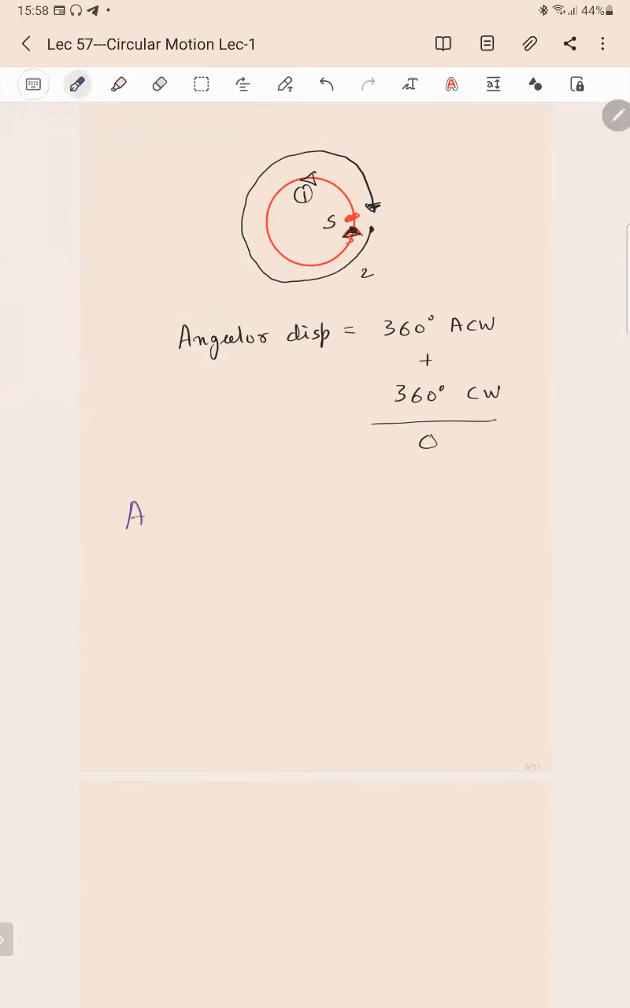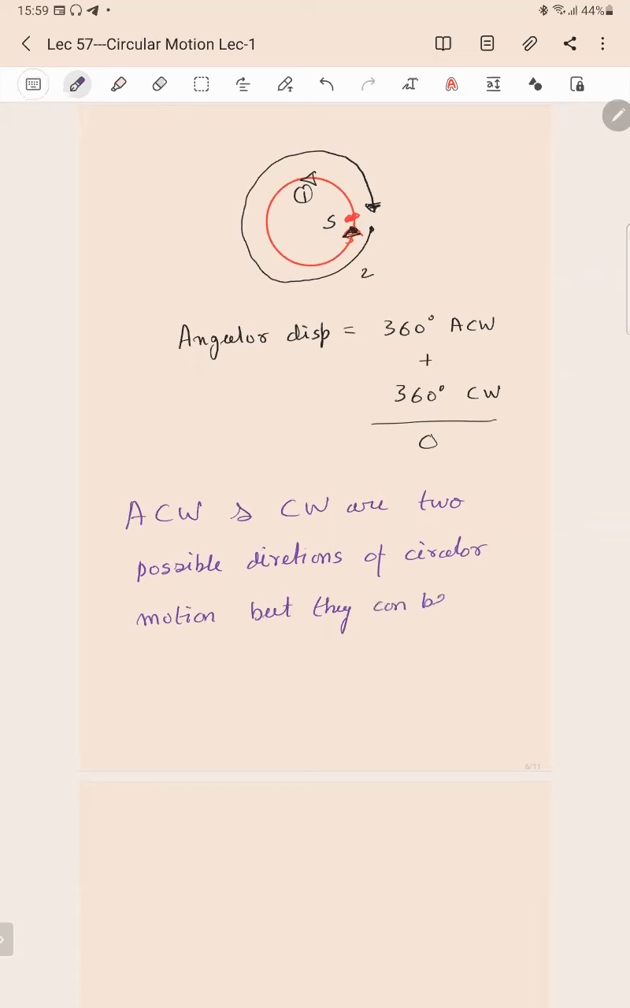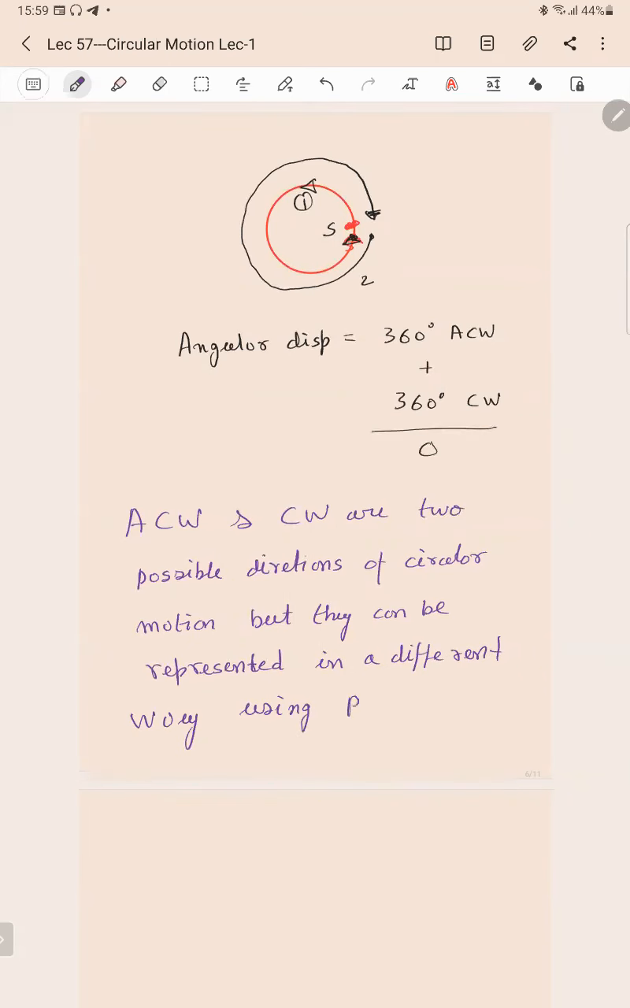We know that there are two possible directions of circular motion, anti-clockwise and clockwise, but they can be represented in a different way, using the right hand rule. Do you know what it is?